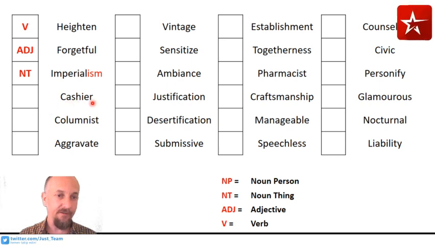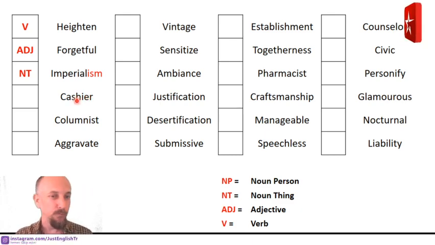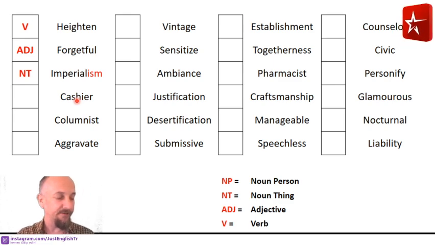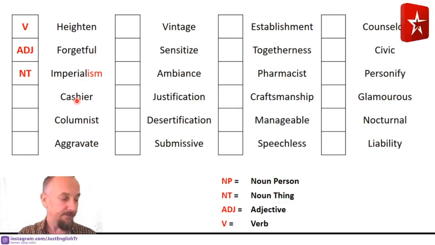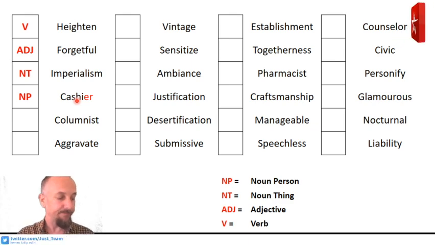What about cashier? Is cashier a noun person, a noun thing, an adjective? Noun thing. Ooh. Not noun thing. You're close. You're very, very close. Noun person. Yeah. Yep. Noun person.